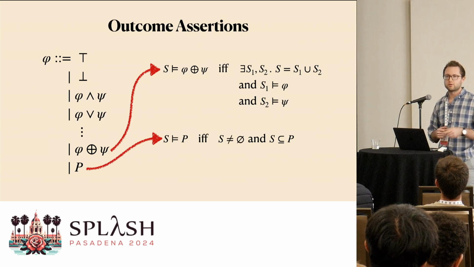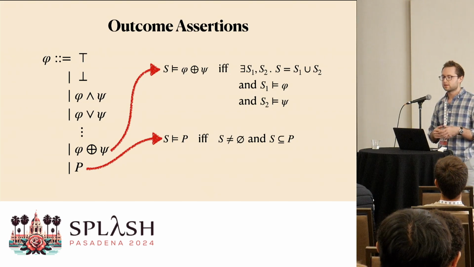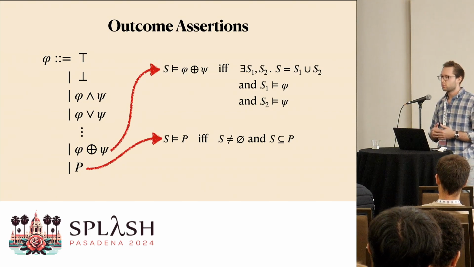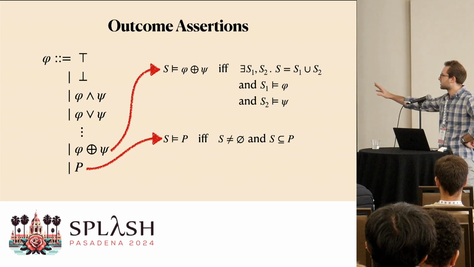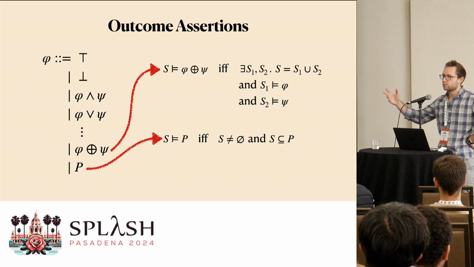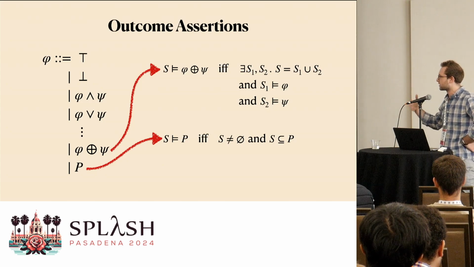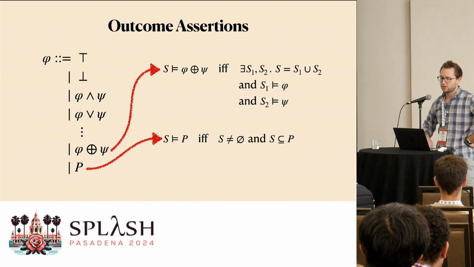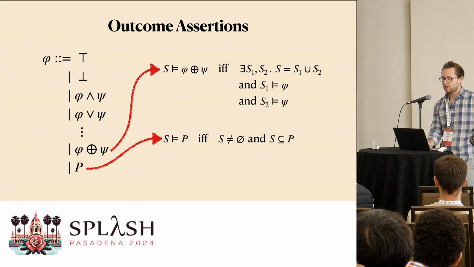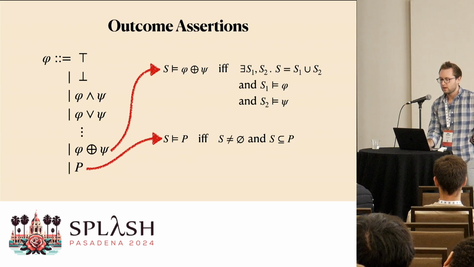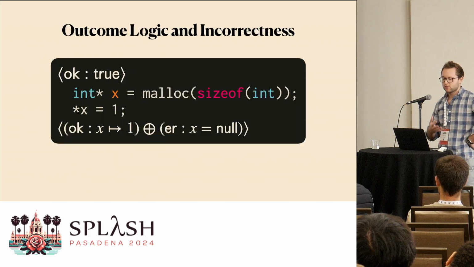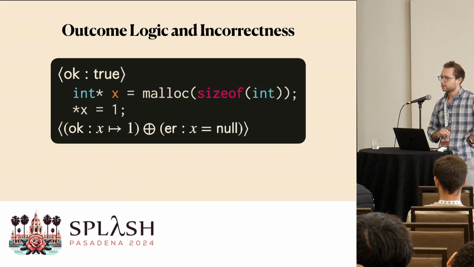So here, if you write P, where P describes some set of program states, what this means is that P describes all of the reachable outcomes, but also that the set of outcomes is non-empty. So we know that this is actually a behavior that can be reached. Okay, so we can now use this to specify a bug in outcome logic.